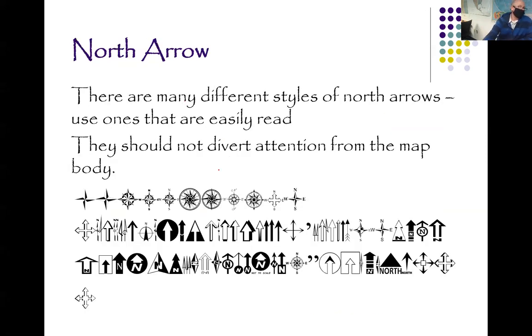Any GIS is going to give you a plethora of north arrows to choose from. Some are super fancy. It should lend itself well to the purpose of the map, right? If the purpose of the map is aesthetics, then you can put a flowery north arrow in there. But if it's an engineering map or a construction map, then maybe a simple north arrow ought to do. And again, it shouldn't be overpowering or divert your attention away from the map, right?